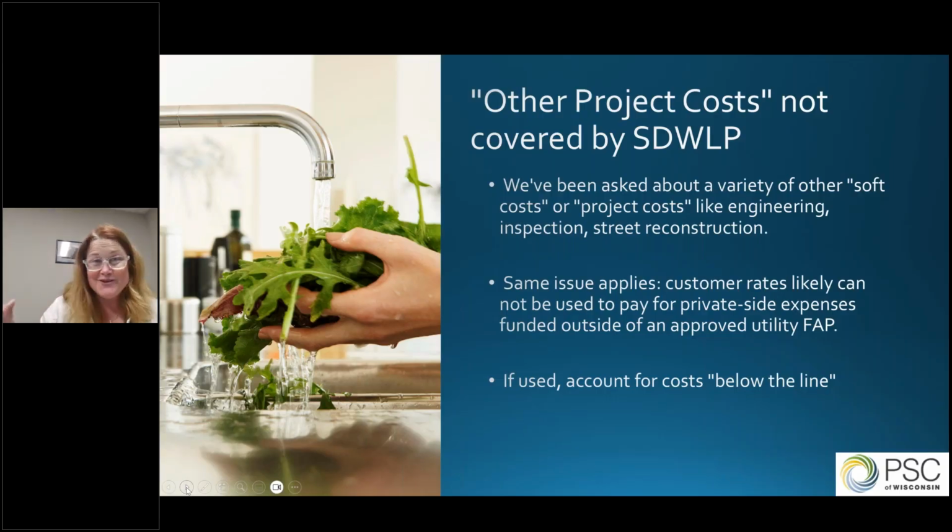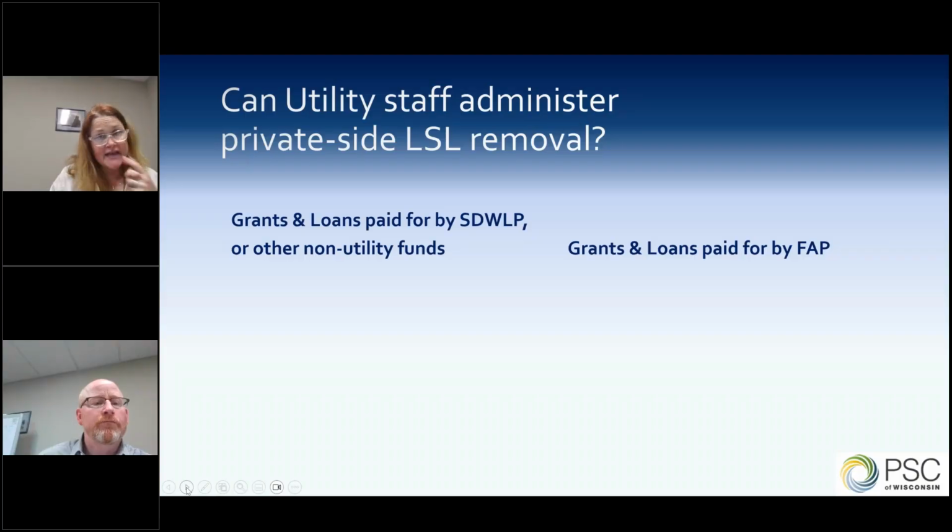That's regardless of whether you have a financial assistance program that's been approved. The financial assistance program allows you to create grants and loans that you give to a customer, but it's not being paid for directly through utility actions. So some of those soft costs, like engineering or other things like that, I understand are what people are referring to when they say soft costs are not covered by that financial assistance plan. Now, if you're going to use one-time money, below the line accounting, as Kathy described, is how you should be accounting for that. Now I'll turn this over to Andy.